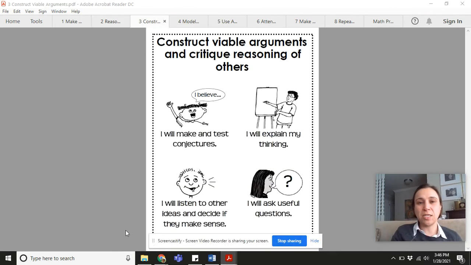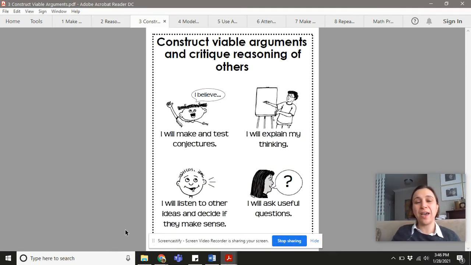Practice standard number 3 is construct viable mathematical arguments and be able to critique the reasoning of others. So for the first thing, we have to construct arguments. Say the things that you believe will happen in math. I believe that anytime I switch the factors in a multiplication problem, I will get the same product. Once you make those conjectures or those belief statements, you have to be able to test and argue whether or not your belief statement is true.